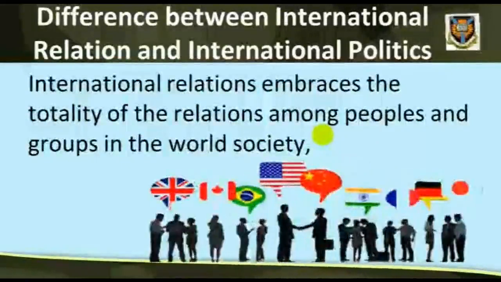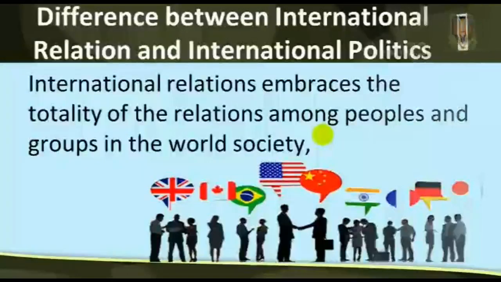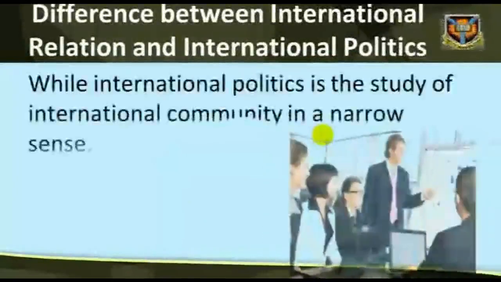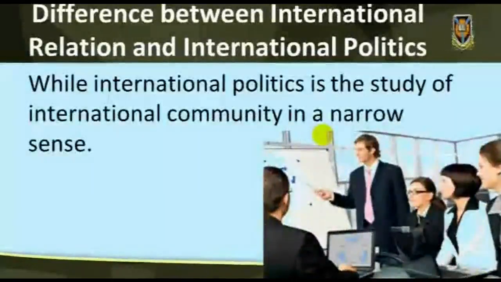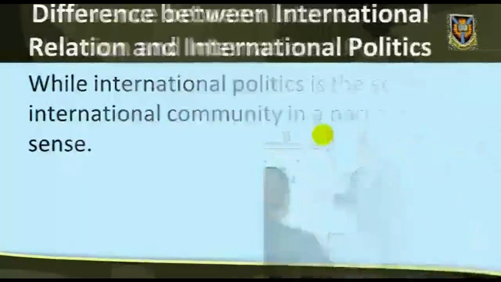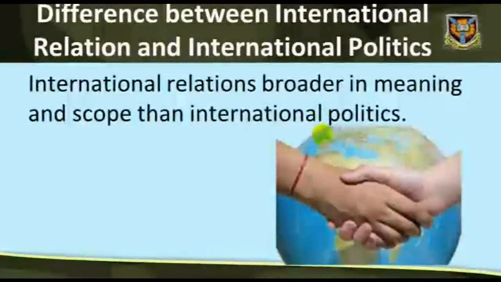International relations is a term properly embracing the totality of the relations among peoples and groups in the world society. On the other hand, international politics is the study of the international community in a rather narrow sense, which centers on diplomacy and the relations among states and other political units. From this clarification, it can be said that international relations is broader in meaning and scope than international politics.